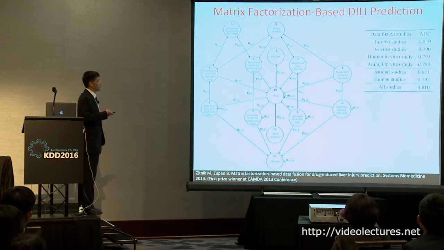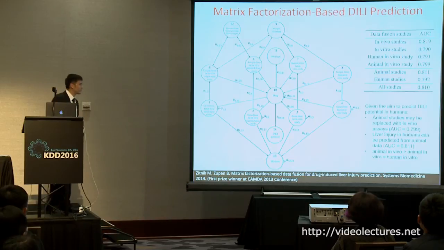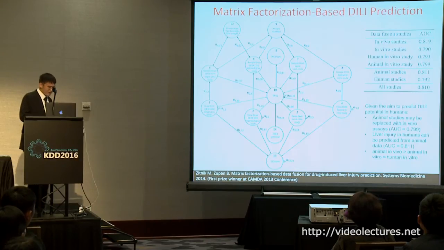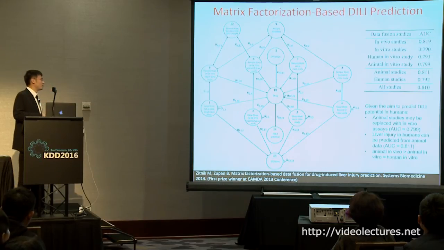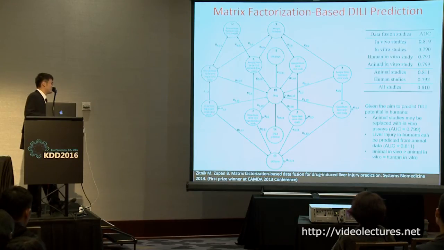So the animal study is slightly better than the human study, right? They also compare the in vivo study, in vitro study, human in vitro, and animal in vitro, etc. The conclusion is that the animal study may be replaced with the in vitro assay, and liver injury in humans can be predicted from animal data. My conclusion is that animal in vivo is better than animal in vitro and similar to human in vitro.